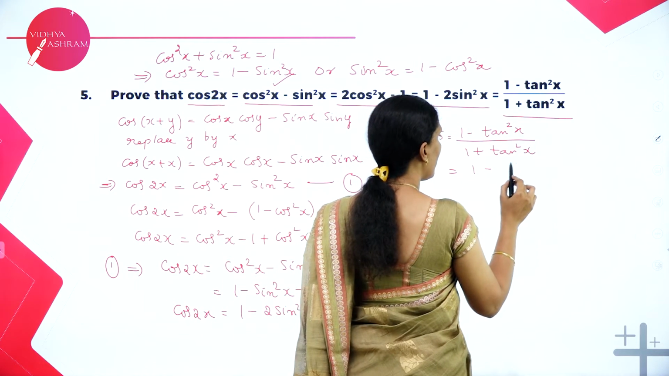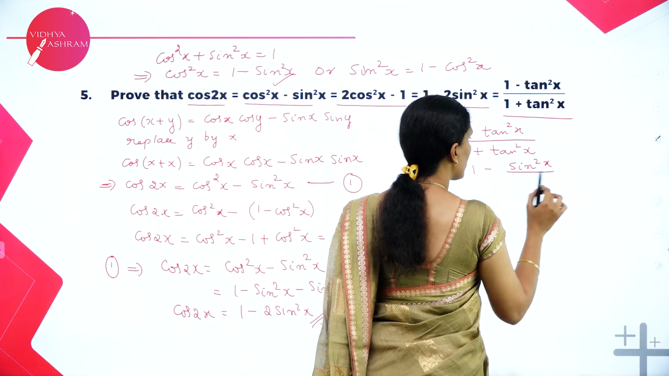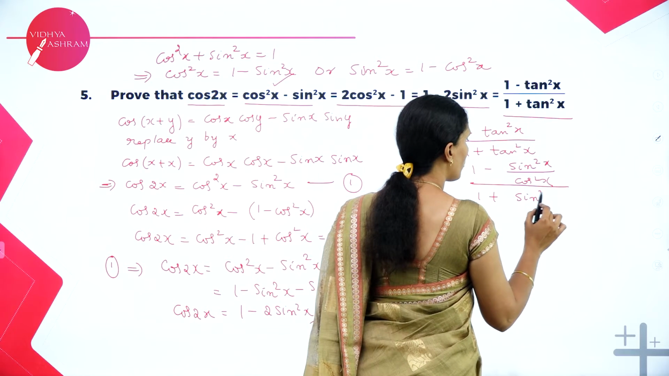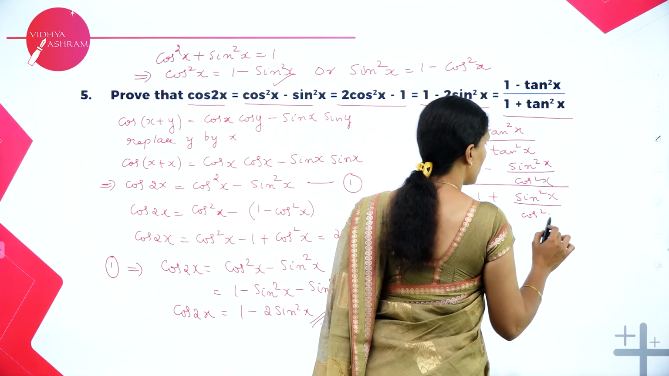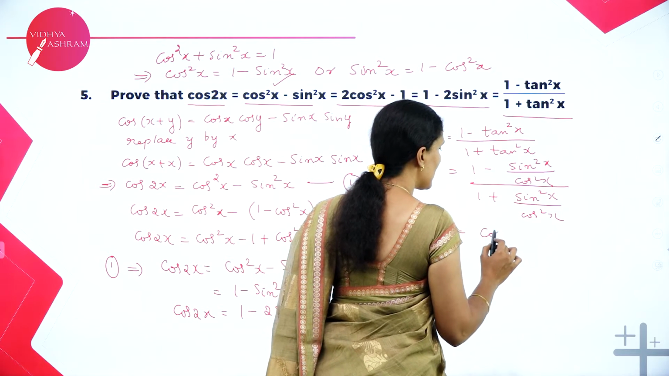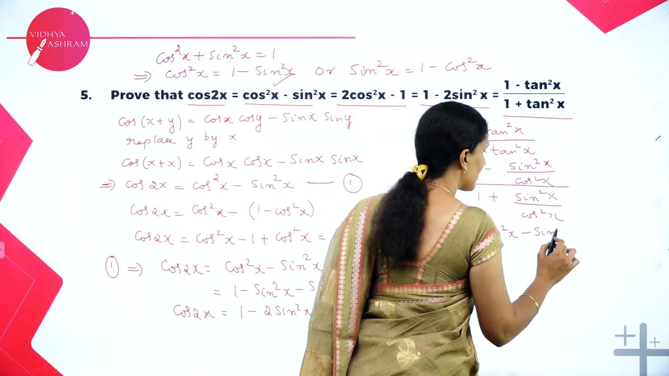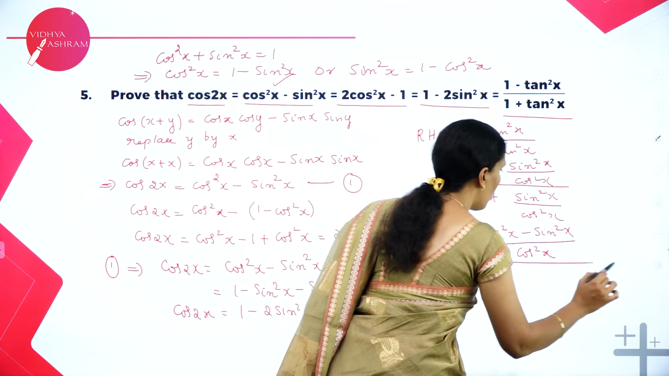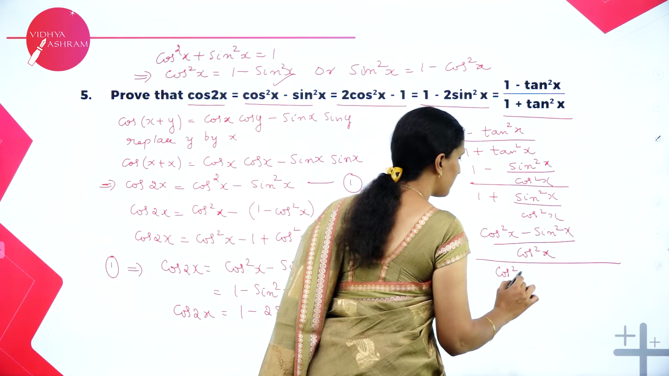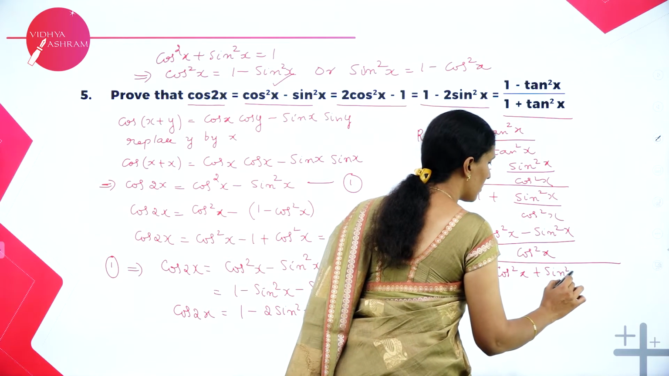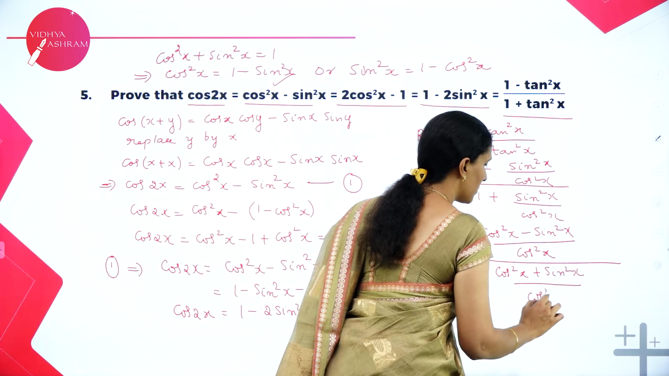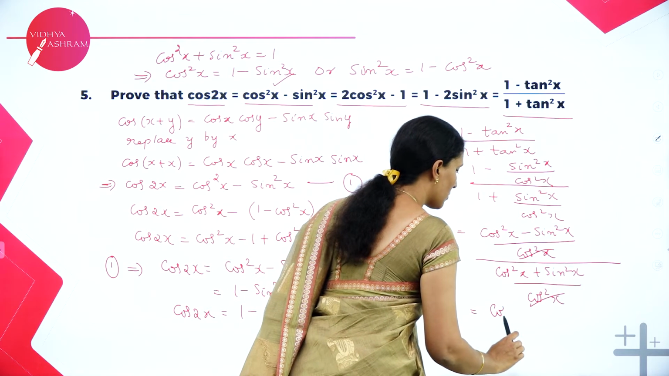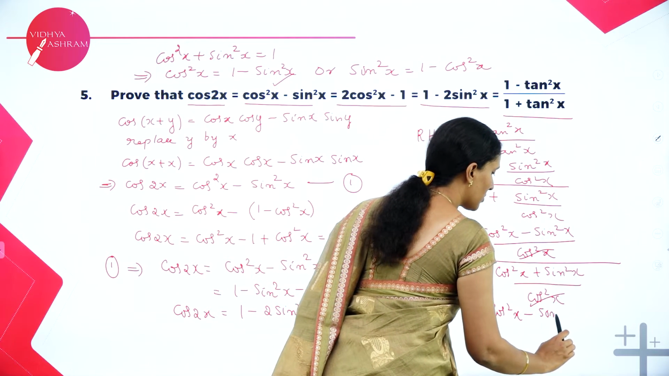Then I will get 1 minus sine square x by cos square x, whole divided by 1 plus sine square x by cos square x. So taking LCM, I will get cos square x minus sine square x divided by cos square x in the numerator, whole divided by cos square x plus sine square x, whole divided by cos square x. So the denominator cos square x cancels here, and I am left with cos square x minus sine square x.